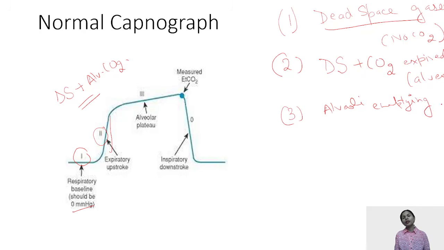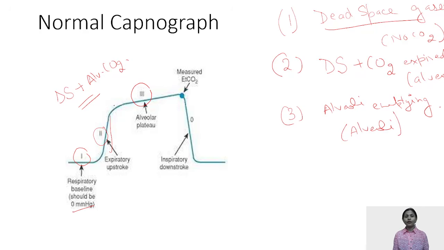More or less we take it that all the alveoli empty at the same rate and in the same space. Obviously there are certain physiological shunts that are present, but eventually it is all the alveoli that are emptying. That is your phase 3, which is the alveolar plateau.